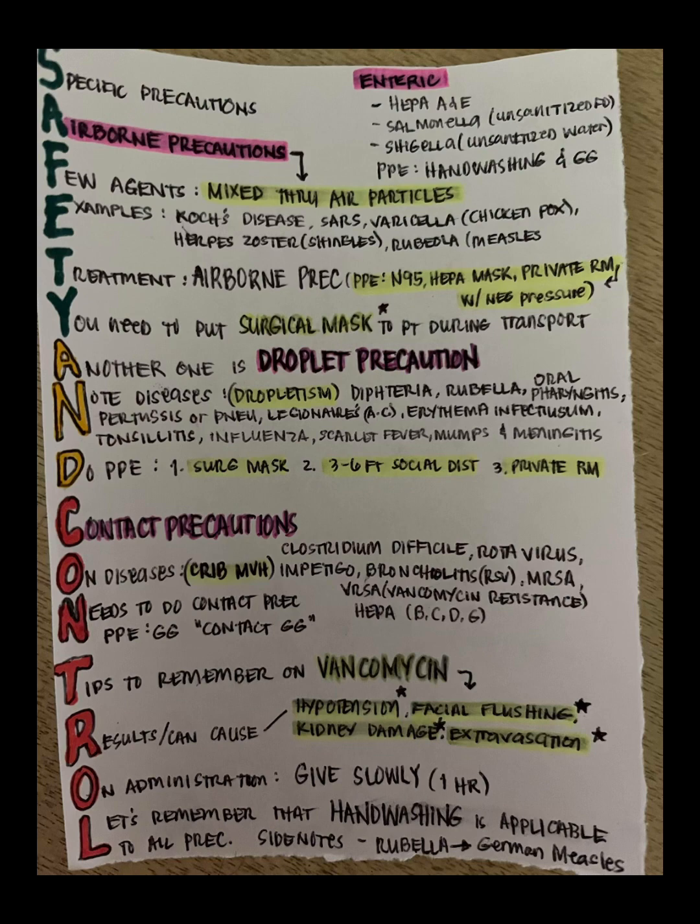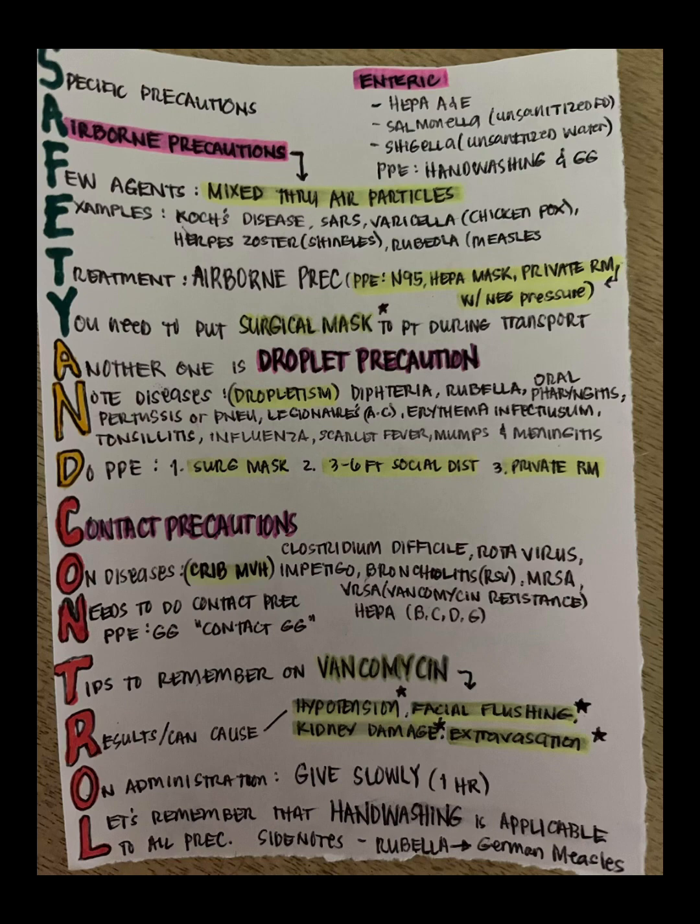The PPE for droplet precaution is a surgical mask, and we need to maintain 3 to 6 feet of social distancing from the patient. The room is private. So surgical mask for droplet precaution, maintain social distancing of 3 to 6 feet, and the patient must be in a private room.